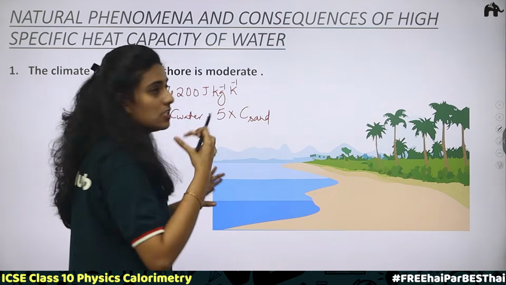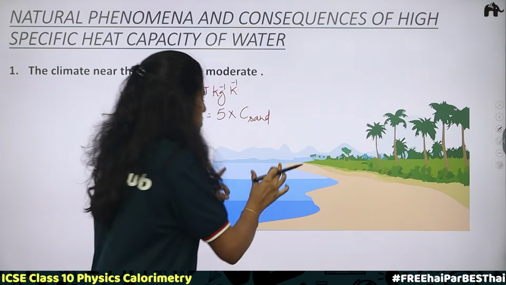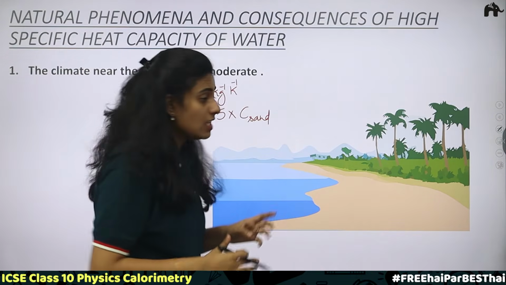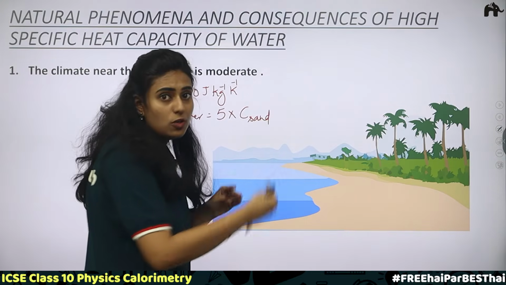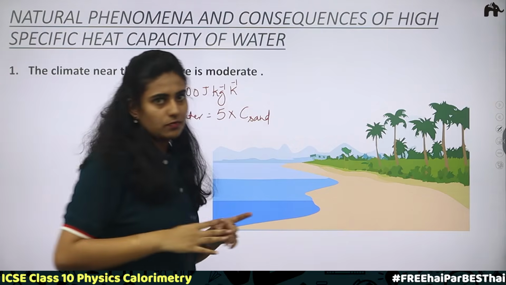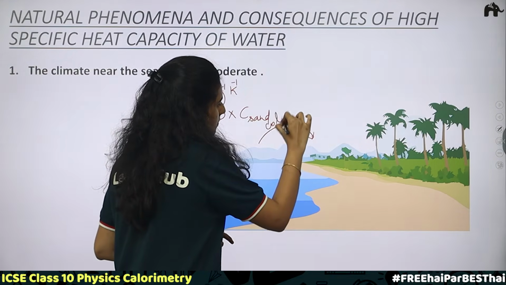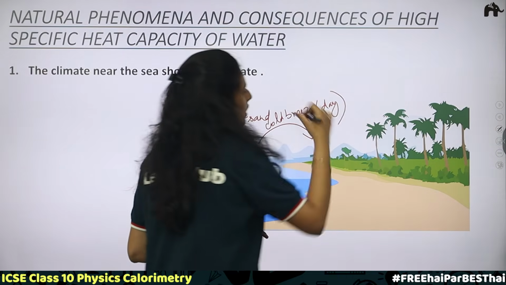During the daytime, there is a temperature difference, right? So the temperature of the water and the temperature of the land, of the sand, will be different. So what happens is the breeze starts blowing, the cold breeze starts blowing from the sea to the land. Okay, sea to land, the cold breeze will go, during the daytime.